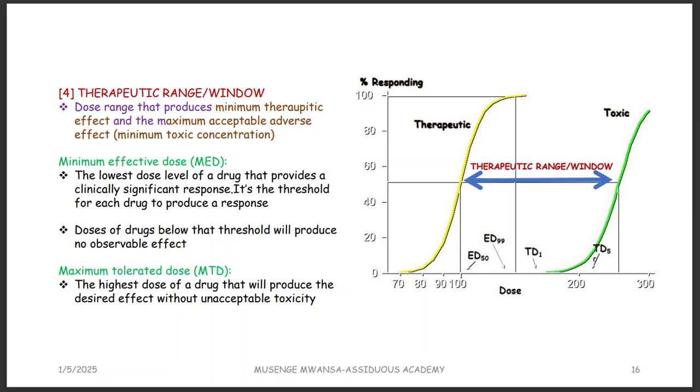Another thing you take from the dose response curve is what we call the therapeutic range. Therapeutic range is also known as a therapeutic window. Please, I want you to understand this. Don't confuse it with the next thing we'll talk about. Therapeutic range is the dose range that produces minimum therapeutic effect and the maximum acceptable adverse effect. Let's explain what we are talking about. If I give a drug, there is a smallest, a minimum effect that you can have. That's a therapeutic effect. Minimum therapeutic effect.